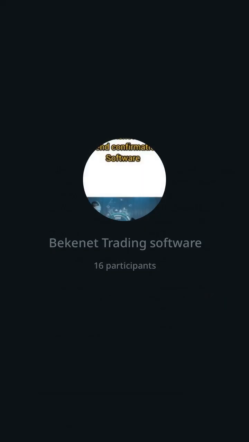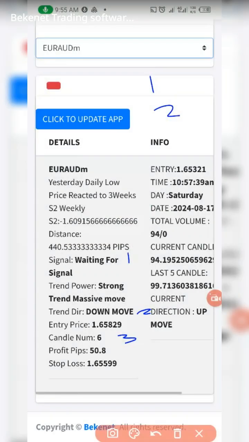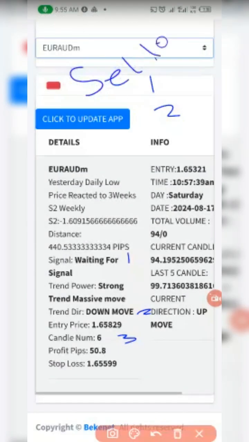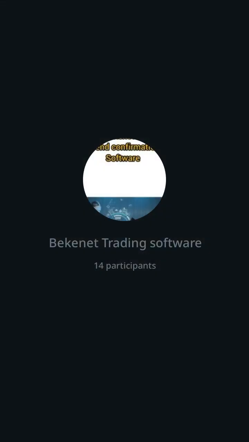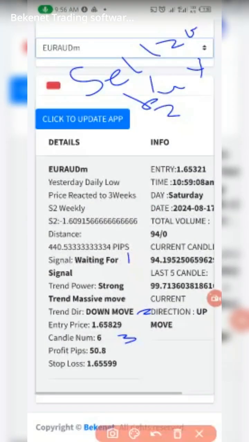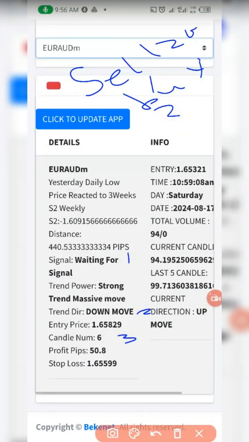In 1, we're expected to see sell zone or buy zone. So if we see sell zone in number 1, we'll combine it with what 2 is saying. 2 is saying down move, so we can take a sell. If we're seeing a sell zone in 1 and a down move in 2, it means that the market is going to drop. The next thing, we'll go to our inbuilt chart to check if that price is close to a support or a resistance. Then we'll generate our stop loss and take profit from that.